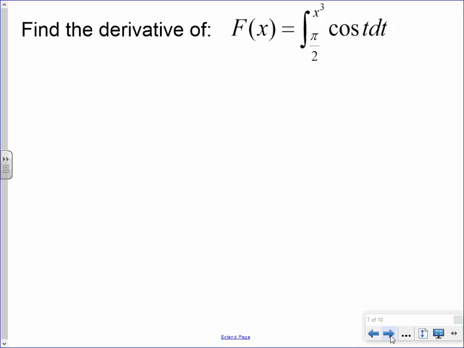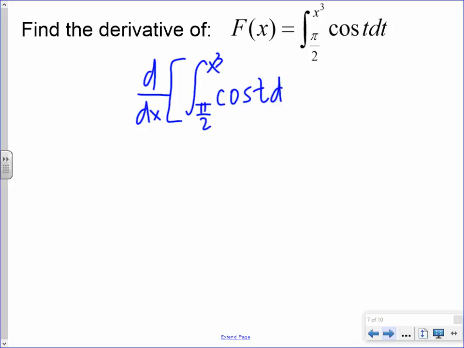Okay, this is asking for the derivative of an integral. So it's essentially asking us for the same thing, it just looks different. They're still asking for the derivative of the integral. So at your table, come up with a common answer. This means you probably have to talk to each other.